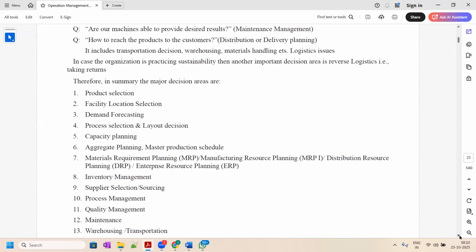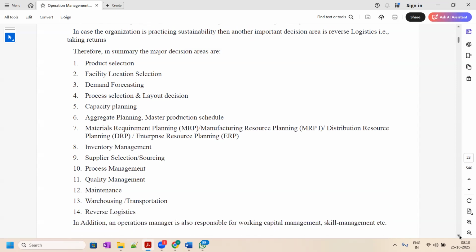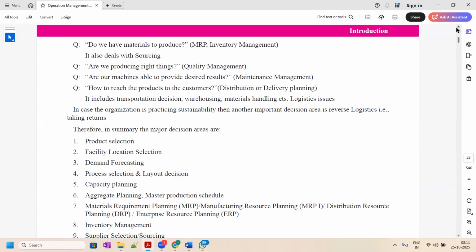And after deciding what, where, how, and when to produce, a company must think about other important questions. The first is: do we have the material to produce? This relates to material requirement planning and inventory management, which ensures that the company has the right material available at the right time. It involves sourcing, selecting suppliers, and managing purchases. Then the next question is: are we producing the right thing? Quality management is required.